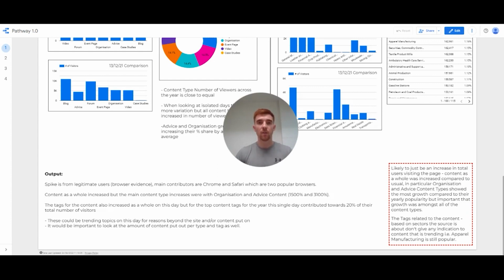It's sometimes good to give a few reasons for why this could happen as well. So these could be trending topics on this day for reasons beyond the site, and/or content put on it. It'd be important to have a look at the content put out per type as well as an actual count. But in this task, we haven't given you the data for that, so you wouldn't be expected to here.